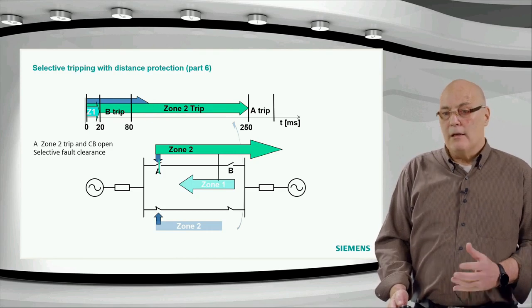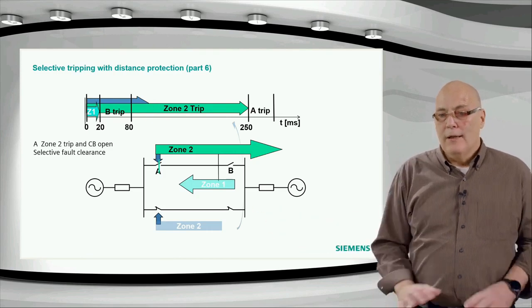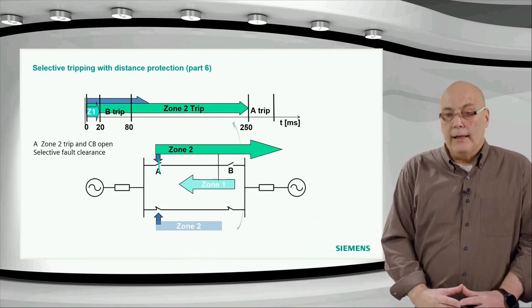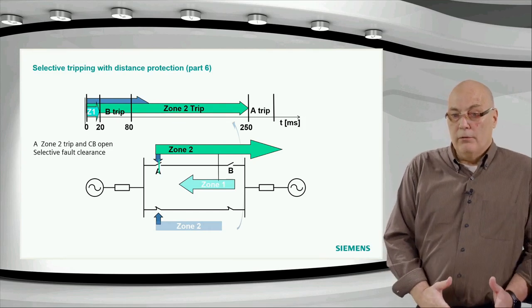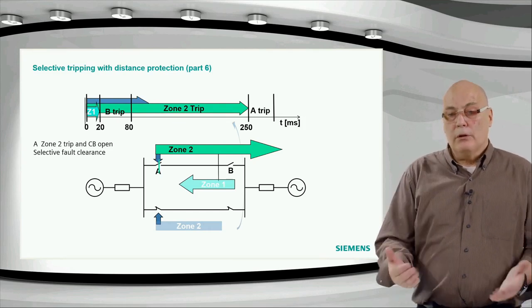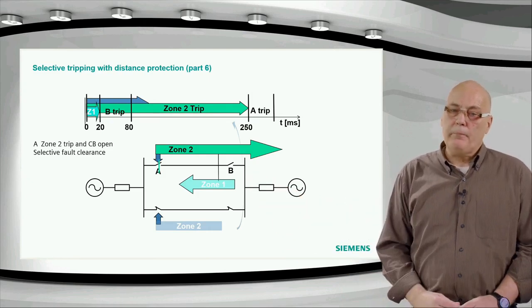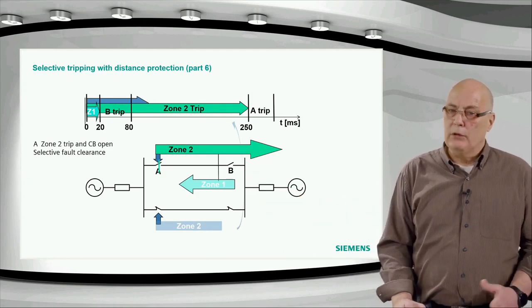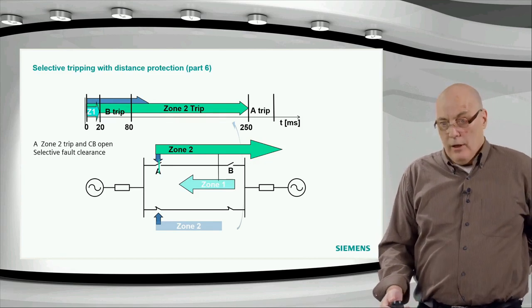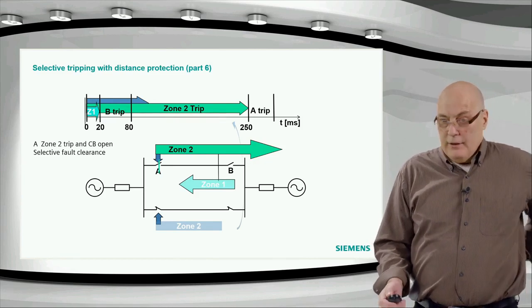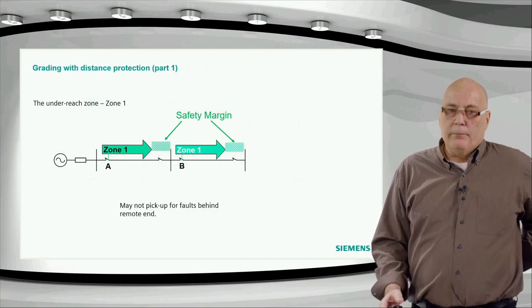If you change the in-feed conditions, there is no other protection function that can do this. You cannot depend on differential protection because it's communication related, and you don't have any communication here. You cannot do it with overcurrent protection or any other protection. So without communication, for selectivity, you need distance protection.